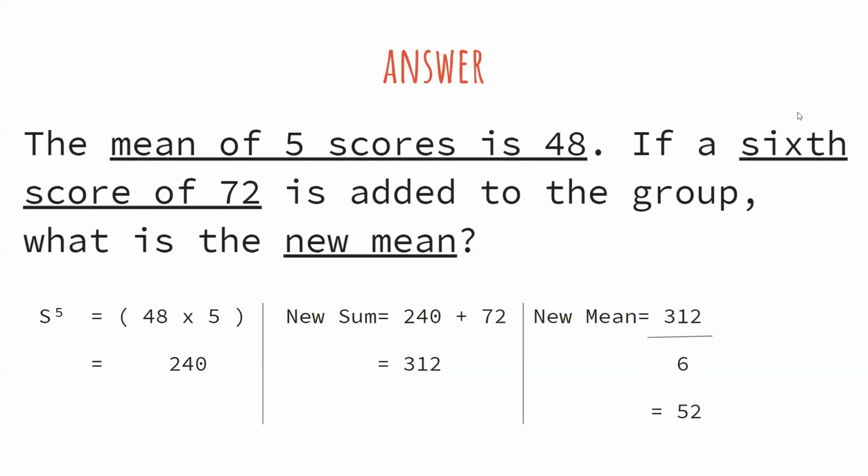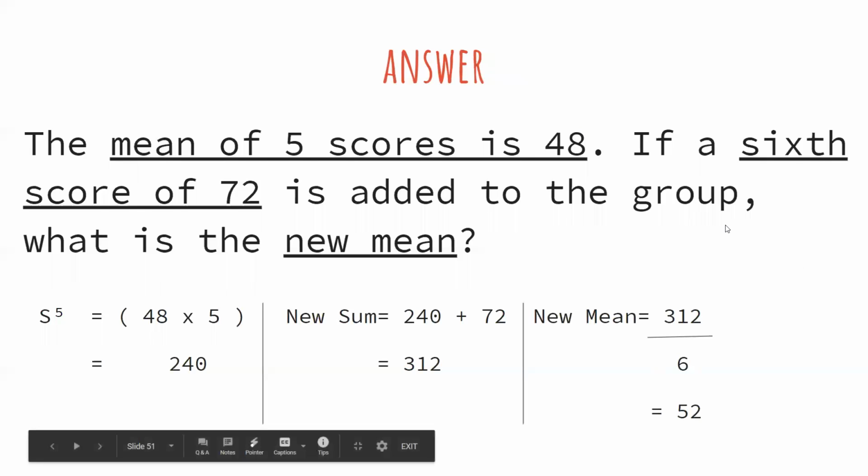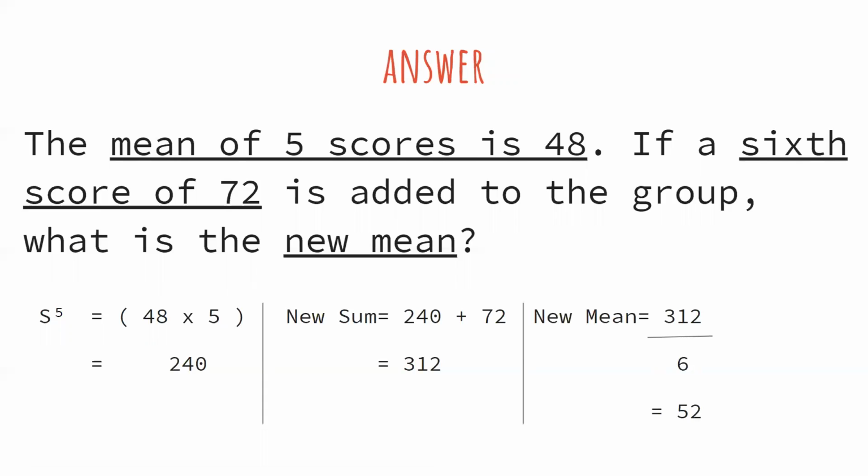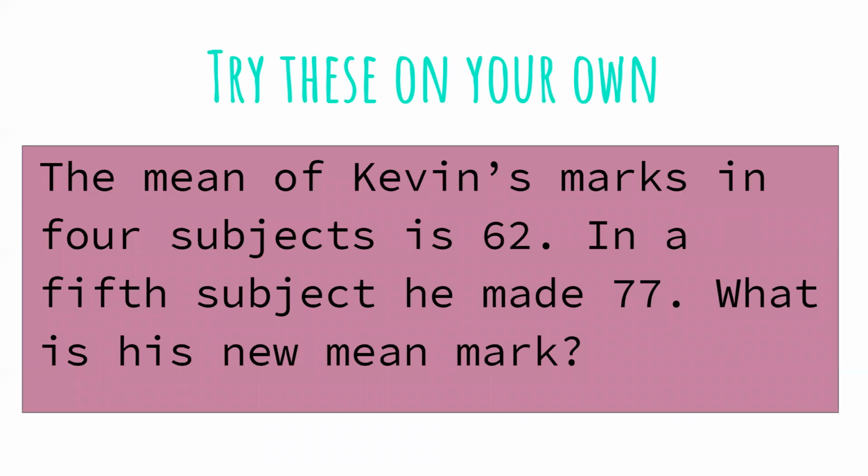If you look closely at the last section, you'll see mean, sum of values divided by number of values. The sum of values is 312. The number of values is 6. Remember the trick? Use the correct numbers. Now here's one for you to try on your own, and feel free to rewind the video if you have to.